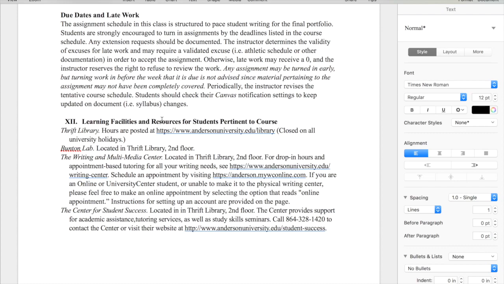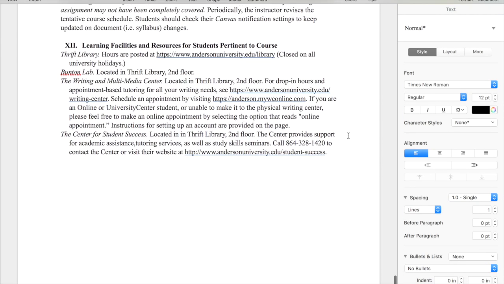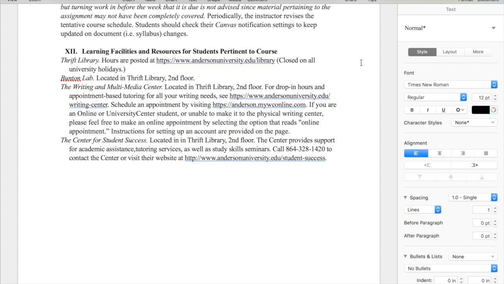These are the things that help you succeed here at AU outside of my reach. So I will do all that I can to help you succeed in this class and to go by our syllabus as clearly as possible. And outside of this class, these are fantastic resources for you to be successful.